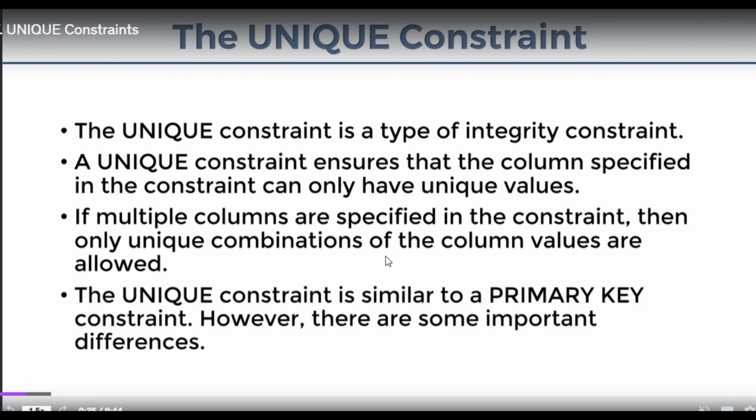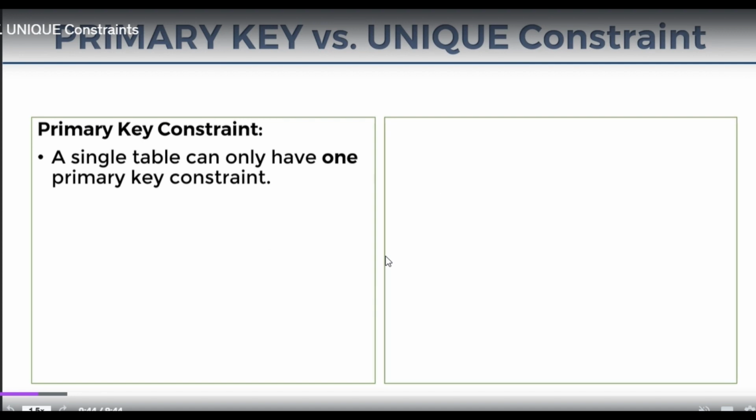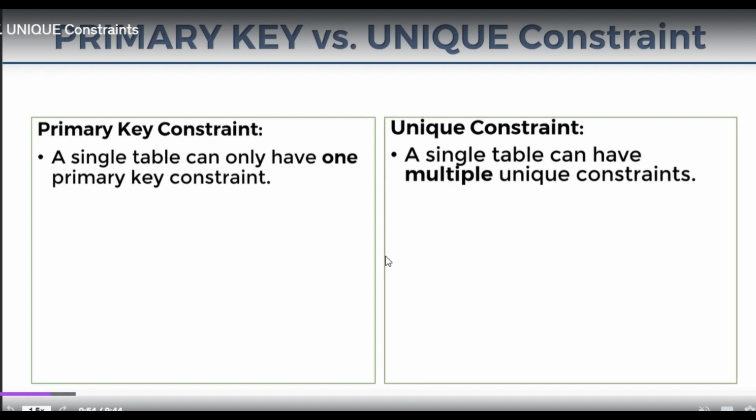The unique key constraint is similar to a primary key constraint. However, there are some important differences, right? One of the important questions they asked me in an interview: what is the difference between a primary key and a unique key constraint?